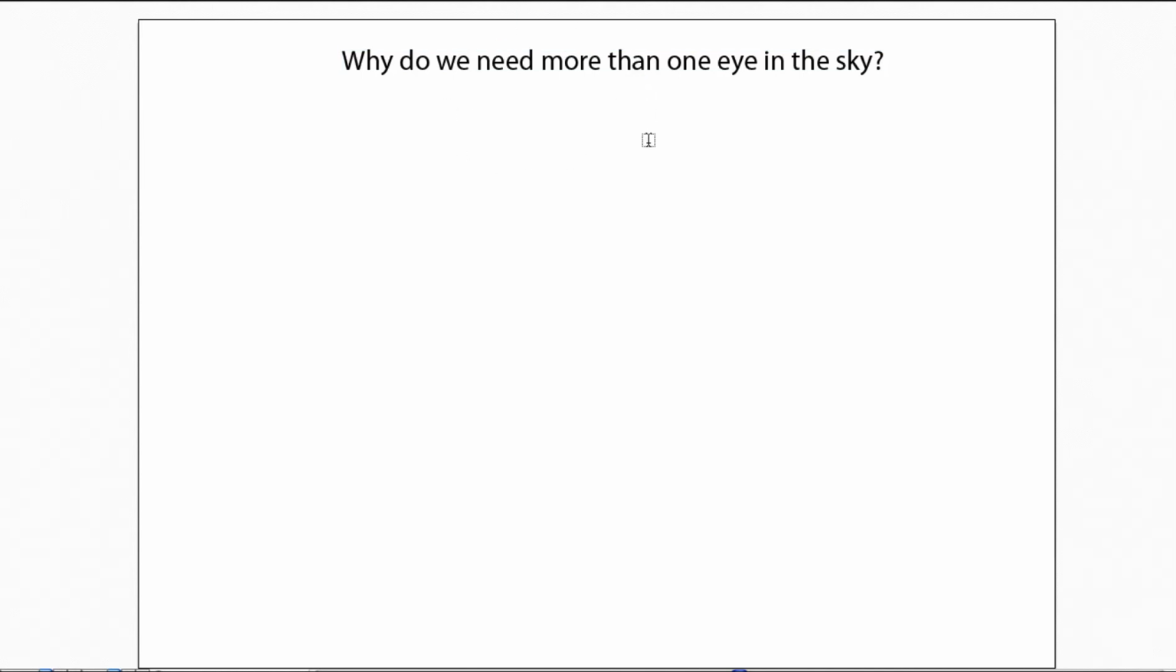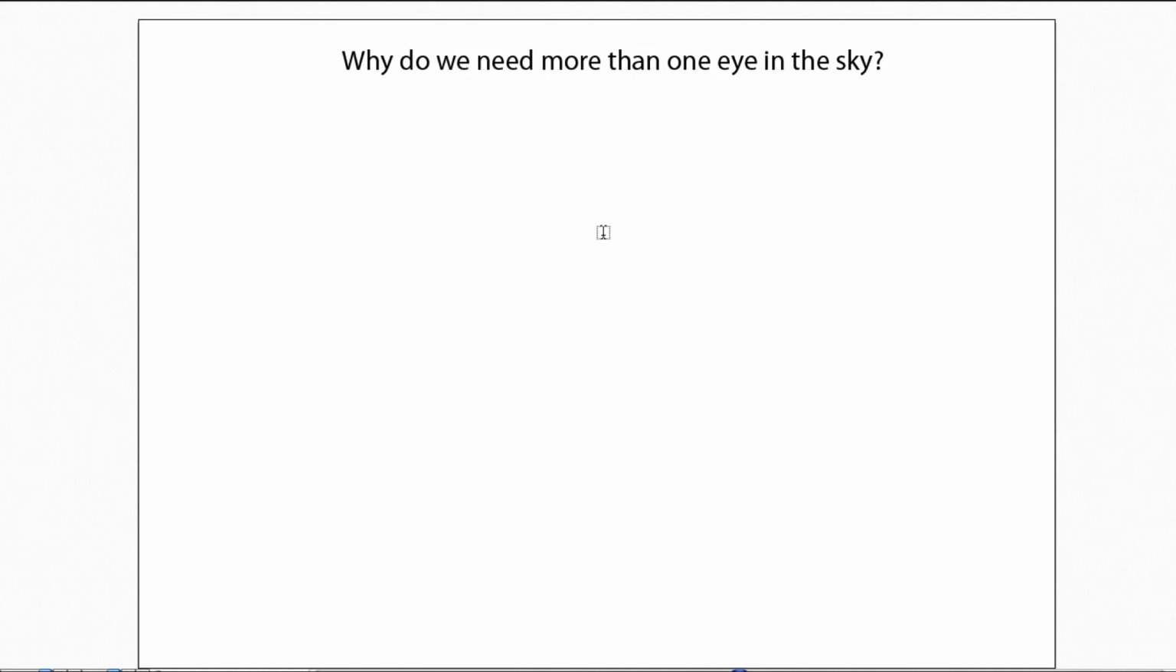In this tutorial I will give an answer to the question, why do we need more than one eye in the sky? This refers especially to chronograph imaging of coronal mass ejections propagating in the solar corona. Now, of course, the quick answer is that we need two eyes to build a depth perception of the objects that we are observing. You need two eyes to get three-dimensional properties of the object that you're observing.